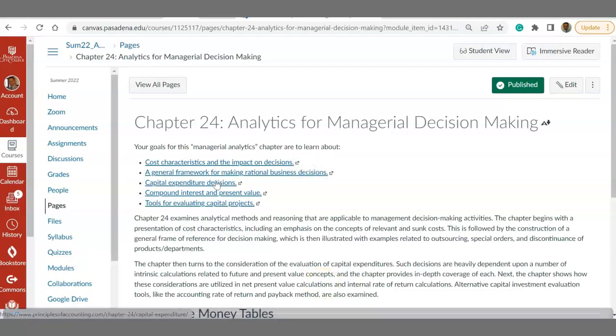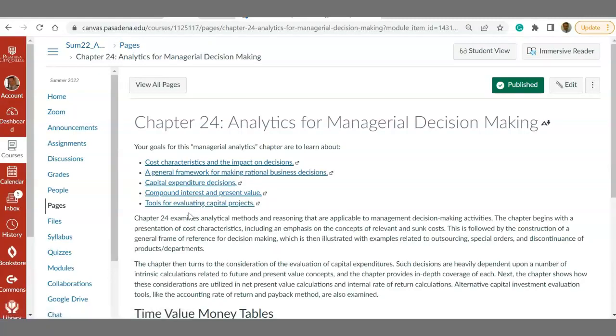And we are going to talk about cost characteristics and the impact on the decision-making for managers, a general framework for making rational business decisions, capital expenditure decisions, compound interest and present value, tools for evaluating capital projects. Let's go see what's inside.